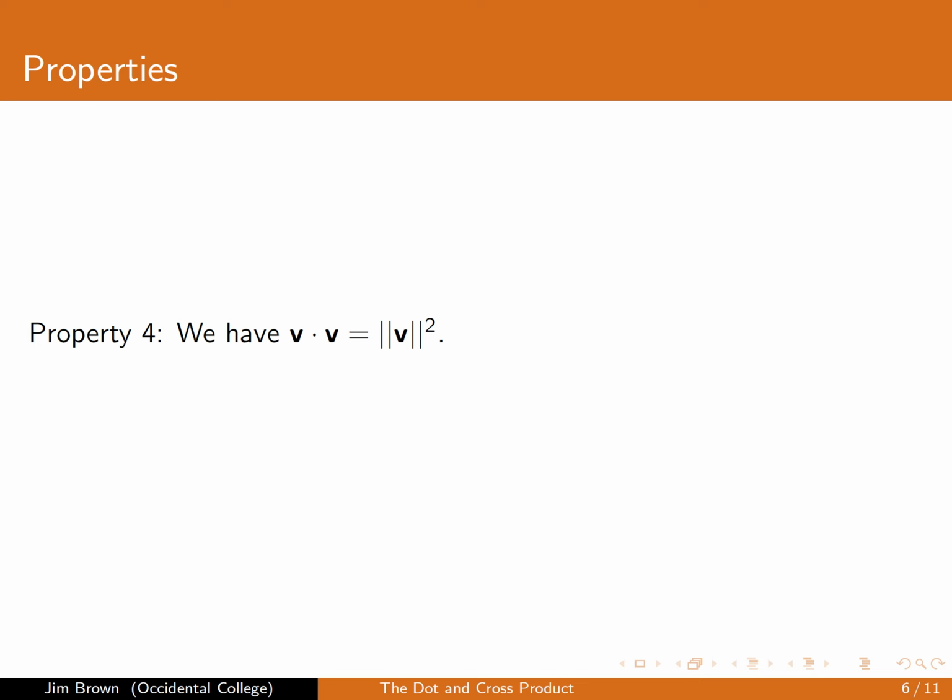Now this property is particularly important and is one of the reasons we're going to be interested in the dot product. And that's if I take a vector and I dot it with itself, I get the square of the magnitude of that vector. So in this case, we can see the dot product is somewhat measuring the size of the vector.